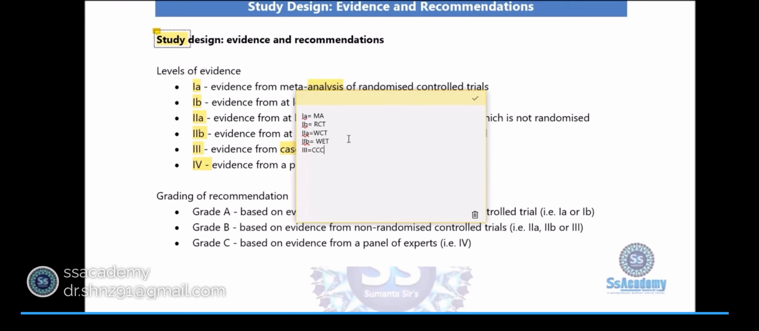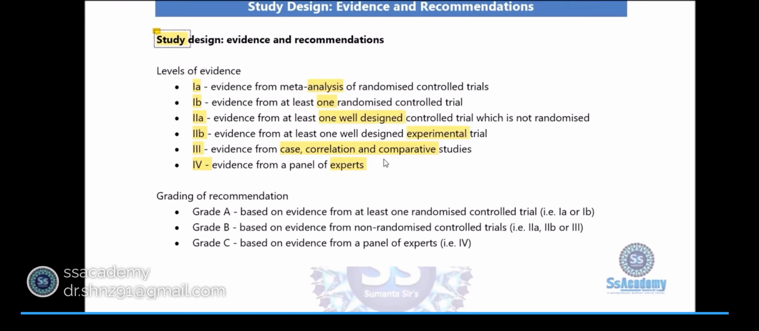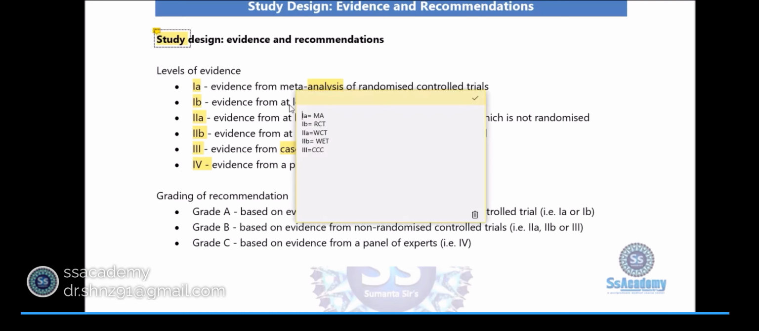So CCC, the case control and also the comparative studies. And 4, once again, is a panel of experts. So E equals experts. So these are the box items: the meta-analysis, randomized control trials, WCT, WET, and then the CCC and E. So that will be helpful to know.